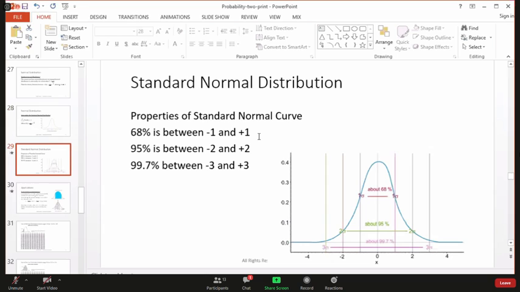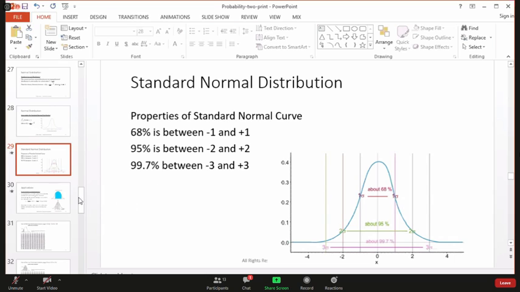Now you can understand the normal distribution table very easily. Minus 1 to plus 1 covers 68% of the data. This is based on the standard normal curve, remember. Whether it is IQ or whatever, the range becomes minus 1 and plus 1. Then minus 2 and plus 2 covers 95%. Minus 3 and plus 3 covers 99.7% of the area.